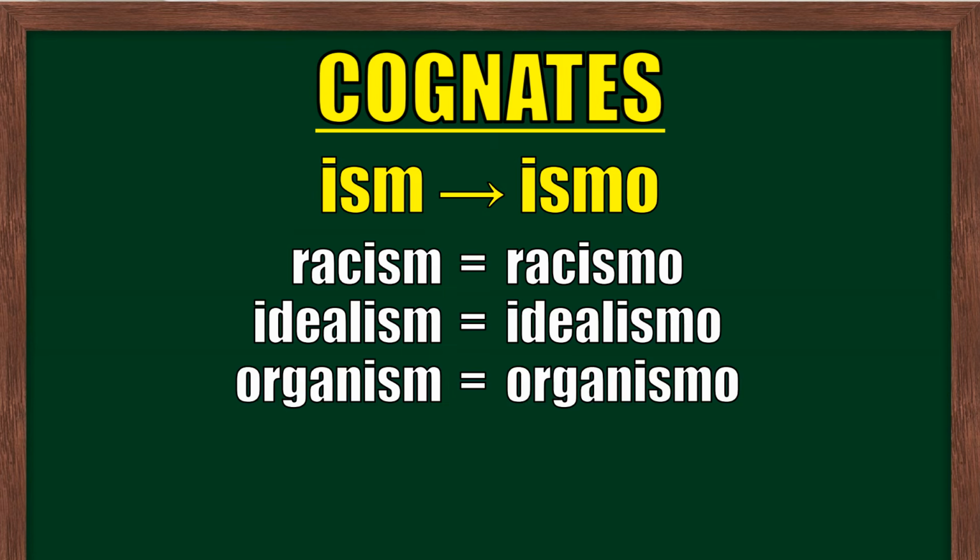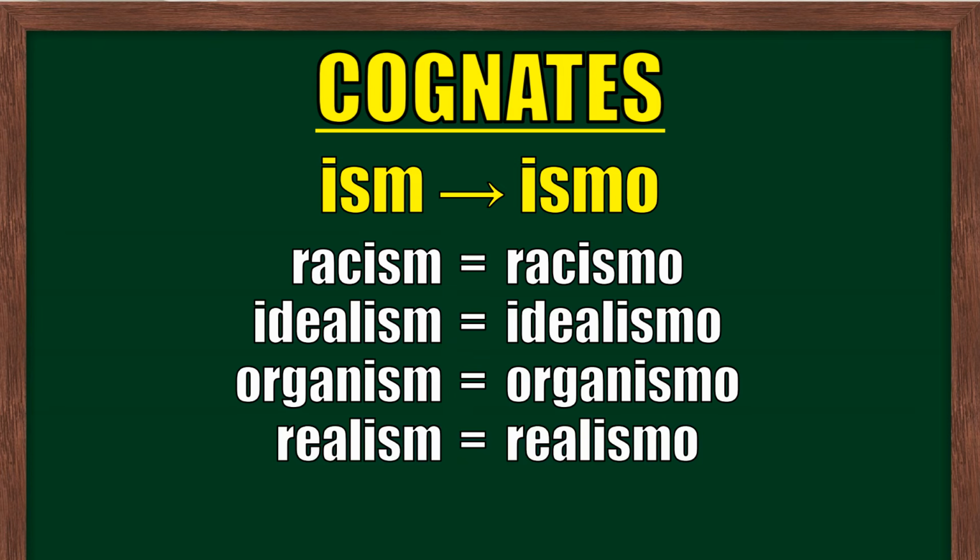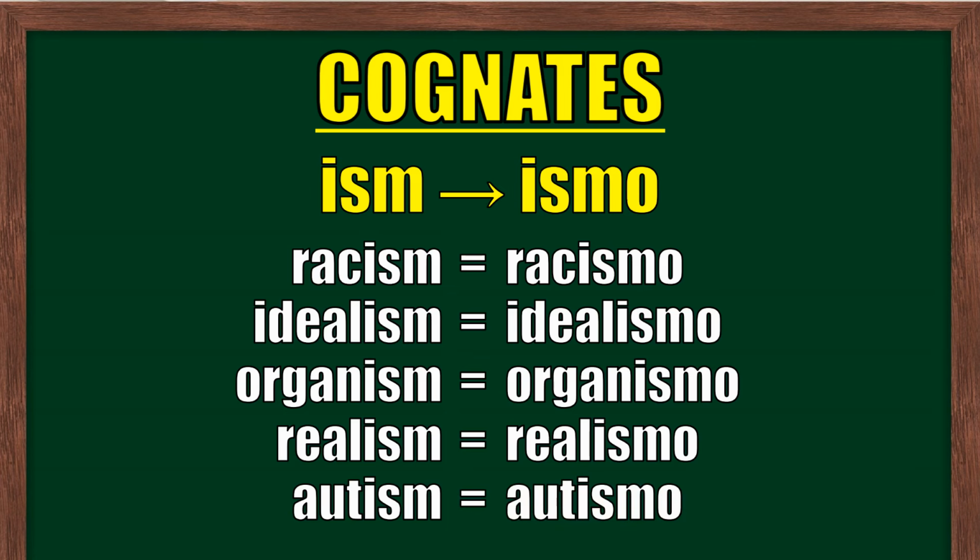Organism, organismo. Realism, realismo. Autism, autismo. Remember to pronounce each of the letters the way that it is pronounced in Spanish and not in English. Racismo, idealismo, organismo, realismo, autismo.